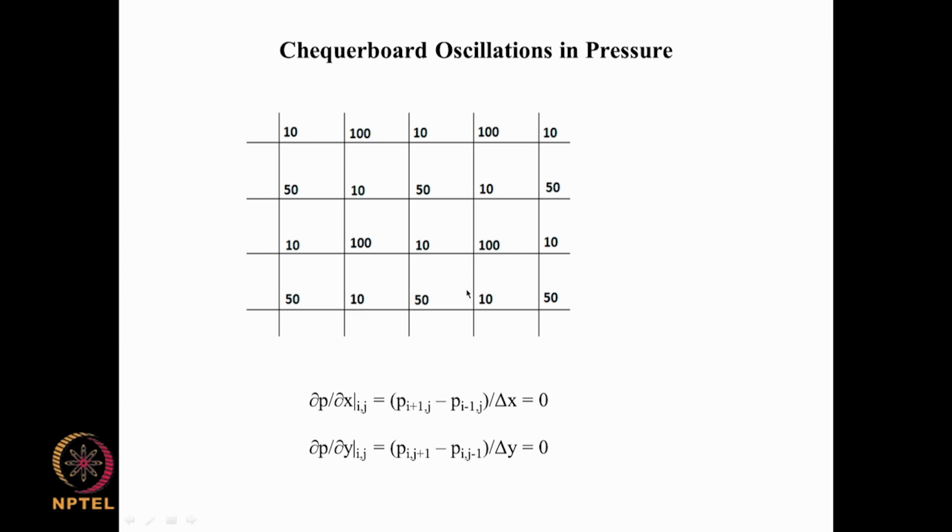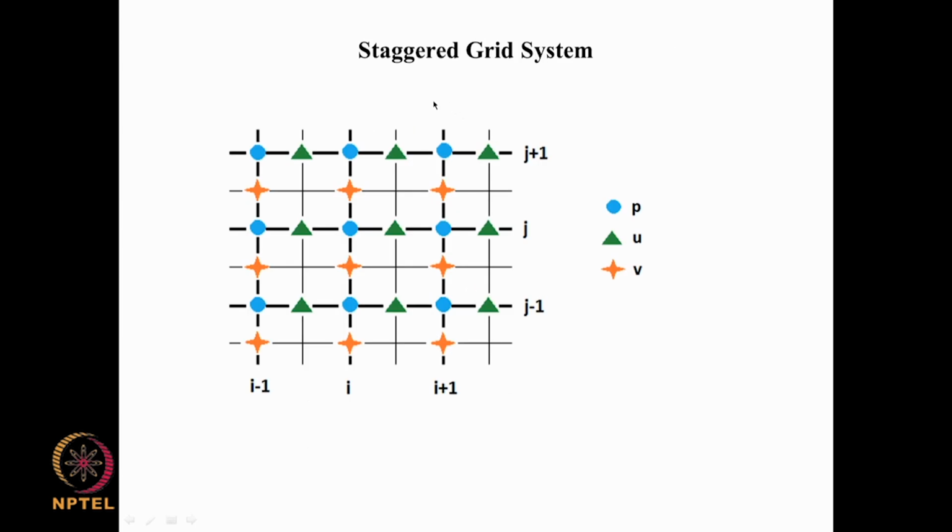And the way that was proposed quite early on, in the mid 60s itself, was to use a staggered grid system. We know that we are solving different variables using different equations. We have seen that the x momentum equation is used for getting the u variation, and we solve the y momentum equation for v, and we solve the continuity equation for density or pressure like that.